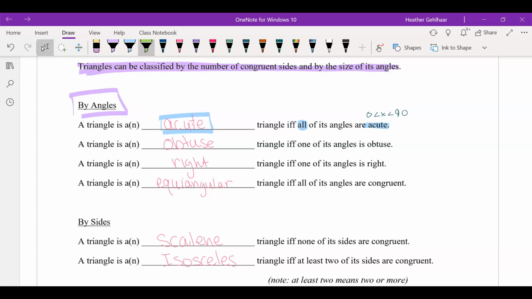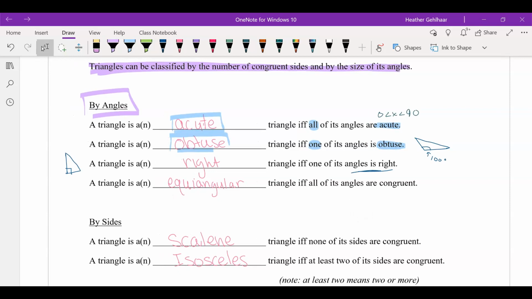Okay, then we have an obtuse triangle. Obtuse is when at least one of its angles is obtuse. So if I were to draw a triangle, it would look something like this, where this angle would be an obtuse angle. Let's say this is 100 degrees. Then we have a right triangle. A right triangle looks like this here, a triangle with a right angle. One of its angles is right. And then this next one is a tongue twister. It's called equiangular. This is when all of its angles are congruent.